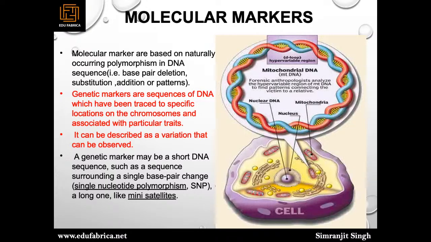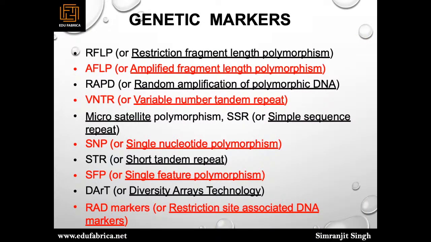Then mitochondrial DNA: a forensic anthropologist analyzes the hypervariable region of mitochondrial DNA to find the patterns connecting the victim to a relative. So you have nuclear DNA, mitochondria, nucleus. All these are present, doing various work. So now let's check one by one. These are the various genetic markers that are being used.